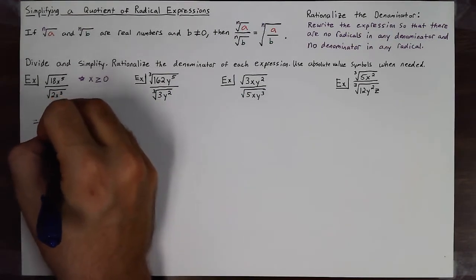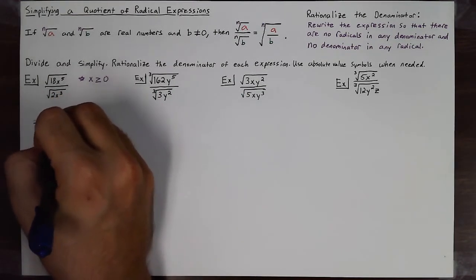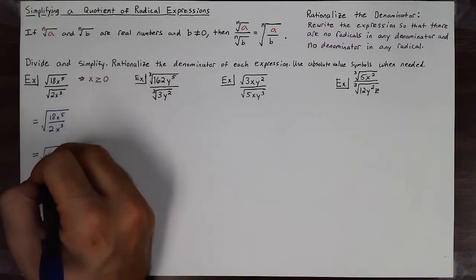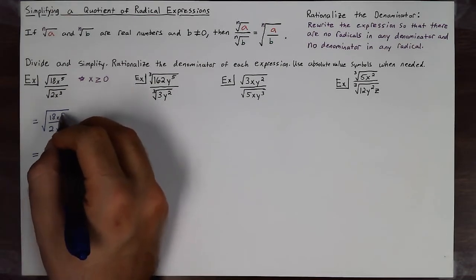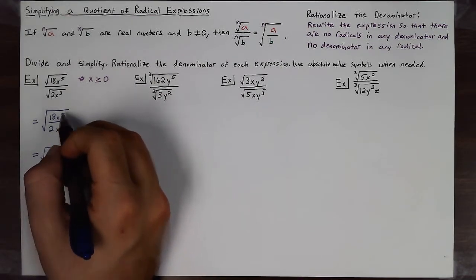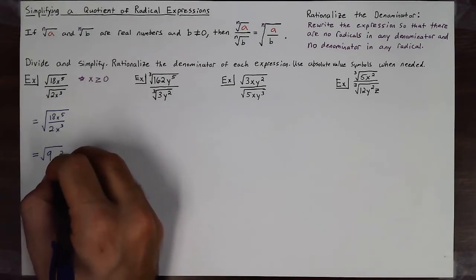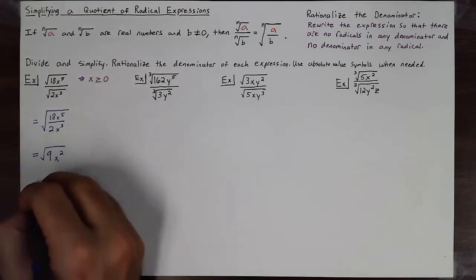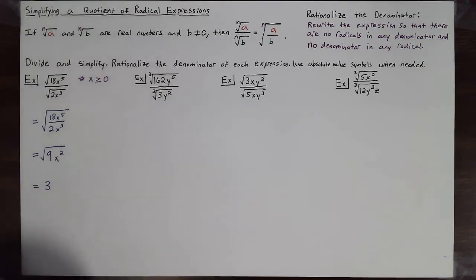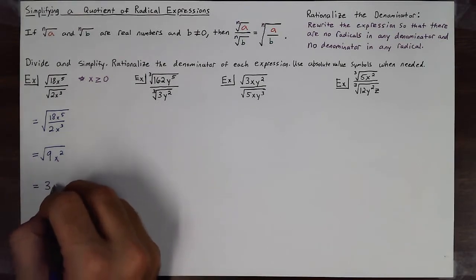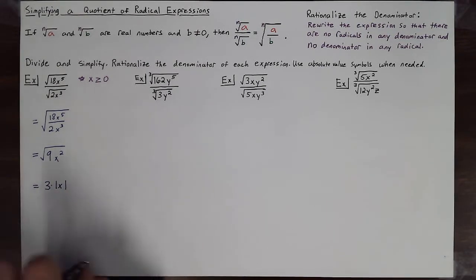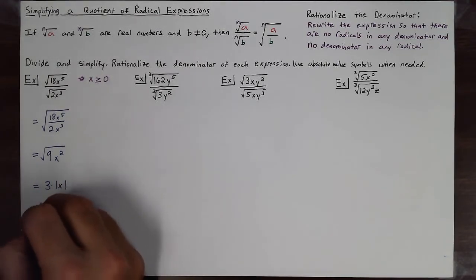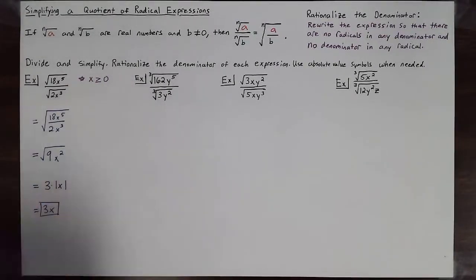So I'll have 18x to the fifth divided by 2x to the third. And now I have 18 divided by 2, which is 9, and then x to the fifth divided by x to the third. So that's 5 minus 3, x to the second. And now I can finish simplifying. 9 is 3 squared, so the square root of 9 is 3. And the square root of x squared normally would be the absolute value of x. But since I'm already assuming x is positive, I can just write this as 3x. The absolute value is redundant once I'm assuming that x needs to be positive.